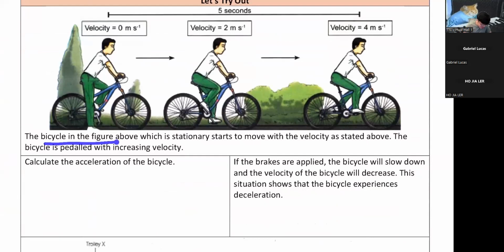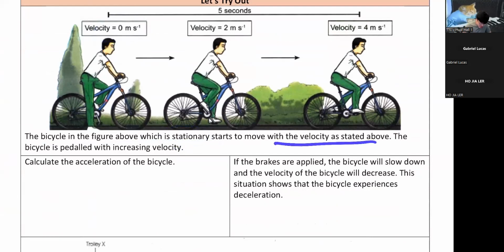The bicycle in the figure above, which is stationary. Stationary means 0. Take note of the word. When they say stationary, that means it's 0. Sometimes they don't just say the bike starts at 0. They will tell you stationary. Of course, it's not that straightforward.